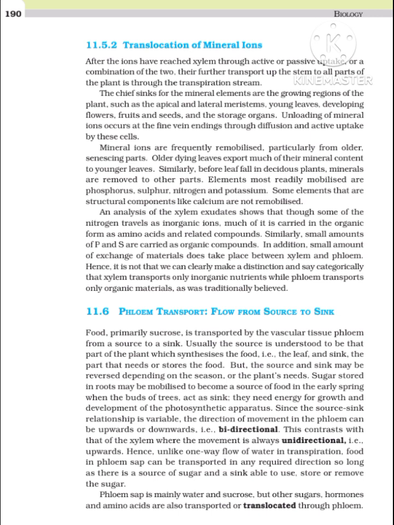They need energy for growth and development of the photosynthetic apparatus. Since the source-sink relationship is variable, the direction of movement in the phloem can be upwards or downwards, i.e., bidirectional. This contrasts with that of the xylem where the movement is always unidirectional, i.e., upwards. Hence, unlike one-way flow of water in transpiration, food in phloem sap can be transported in any required direction so long as there is a source of sugar and a sink able to use, store or remove the sugar. Phloem sap is mainly water and sucrose, but other sugars, hormones and amino acids are also transported or translocated through phloem.